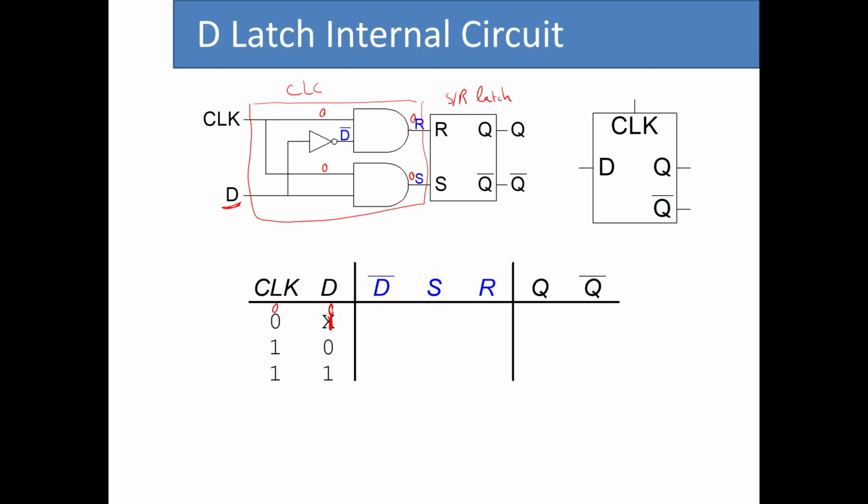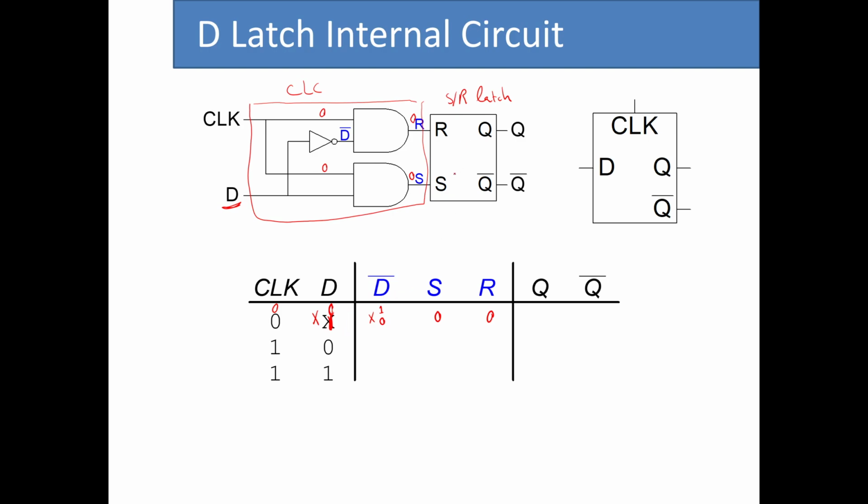These two outputs from the combinational logic circuit on the left are fed into the SR latch as the R and S inputs. So we have S as 0, R as 0, and then for this one D bar is 1, for the second one D bar is 0. The reason I put X or don't care here is that the value for D does not matter when clock is 0. The same is true for the value of D bar as well.